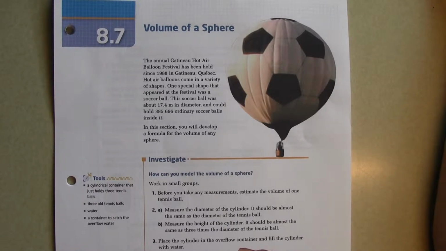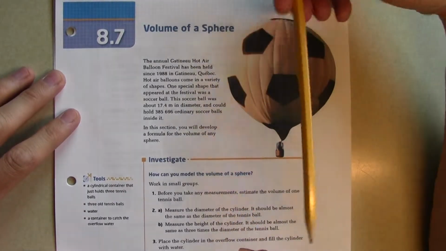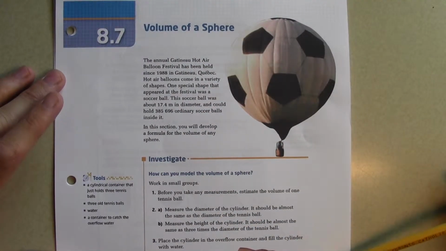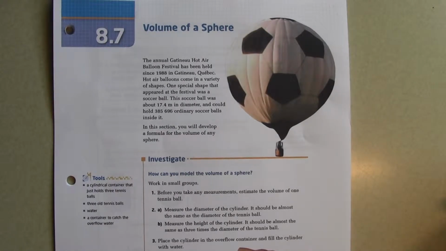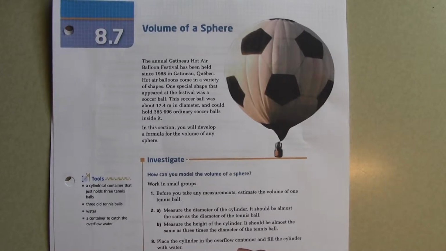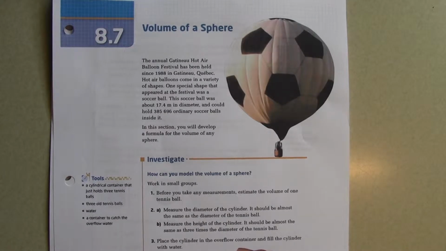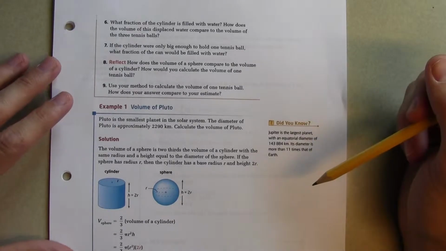In this section, you will develop a formula for the volume of any sphere. So the investigate looks at tennis balls. Again, we don't have this apparatus here, but basically they're looking at the amount of displaced liquid by the sphere. You put a tennis ball into a tennis ball tube, like the ones we get with 3 tennis balls in, and then by measuring the amount of displaced liquid, we can actually figure out the volume of the sphere. And by taking that amount of displaced liquid, knowing the diameter and circumference of the sphere, we can figure out the formula for the sphere.